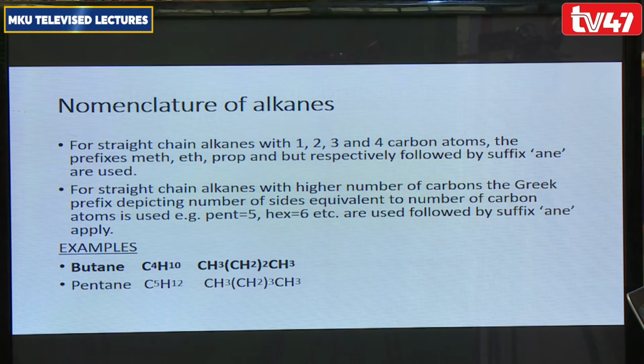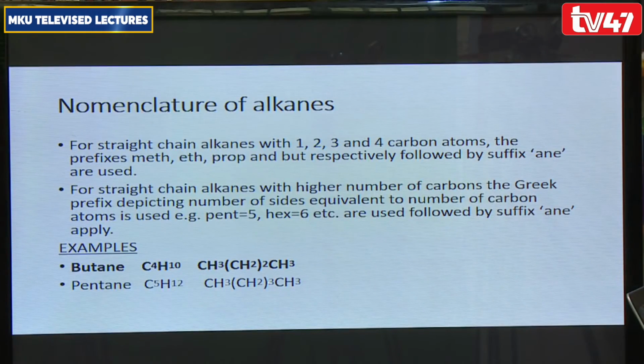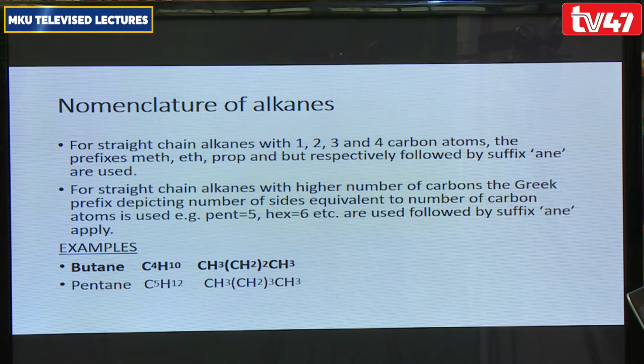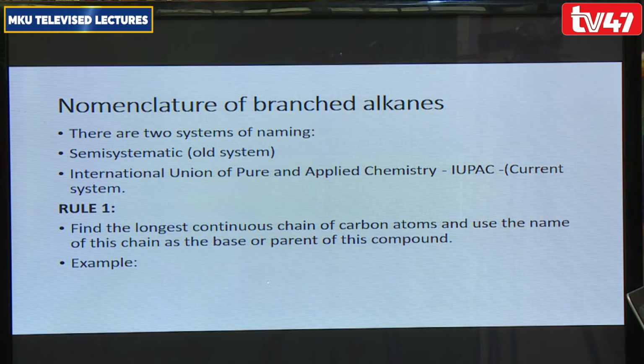Now, from carbon number 5, the general way of getting the prefix, because you notice that the prefix is the one that is changing, is from the Greek formula of depicting the number of sides in a polygon. So if you have a 5-sided polygon, you use pent, 6 hex, 7 hept, 8 oct, etc. So if a straight chain alkane has 5 carbons, we shall call it pentane. If it has 6, hexane. If it has 7, heptane. If it has 8, octane. So the general nomenclature of straight-chain alkanes is not difficult, so long as you are able to depict the prefix from the Greek naming system.